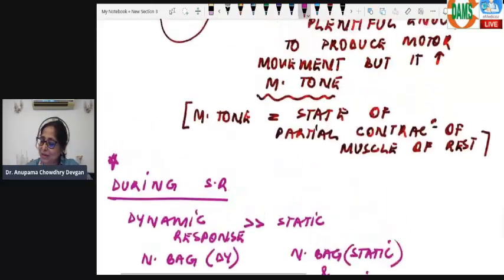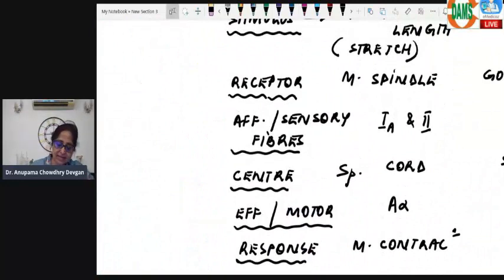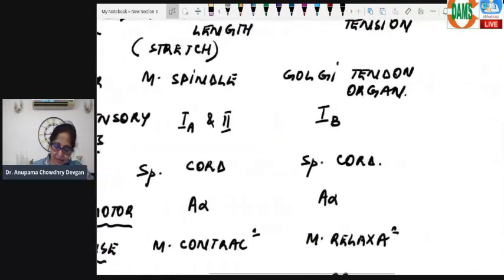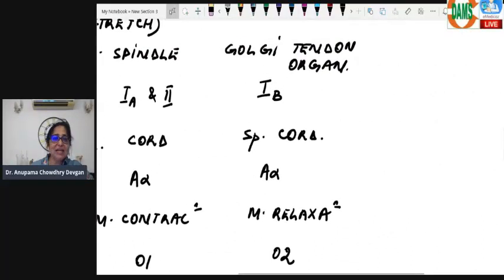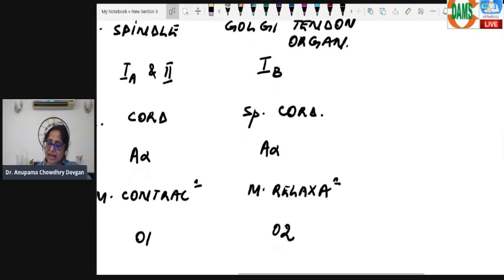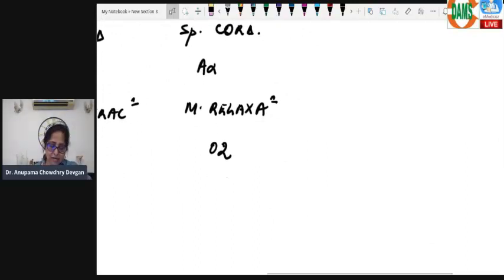Okay? All right. Let's see the inverse stretch reflex. Now, in the inverse stretch reflex, if you remember, we said it's a bisynaptic reflex. The receptor is the Golgi tendon organ. Sensory fiber 1B. Center is the spinal cord. The efferent of this reflex is A alpha. It is a muscle relaxation and bisynaptic reflex.